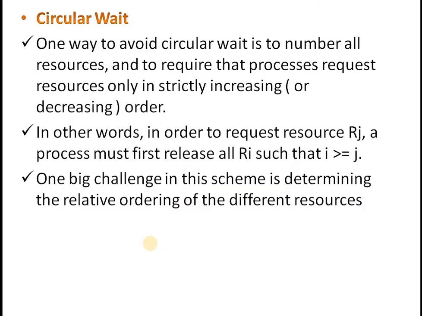And the last condition, that is the circular wait condition. If the circular wait condition is prevented, the problem of deadlock can be prevented. One way in which this can be achieved is to force a process to hold only one resource at a time. If it requires another resource, it must first give up the one held by it and then request the other.